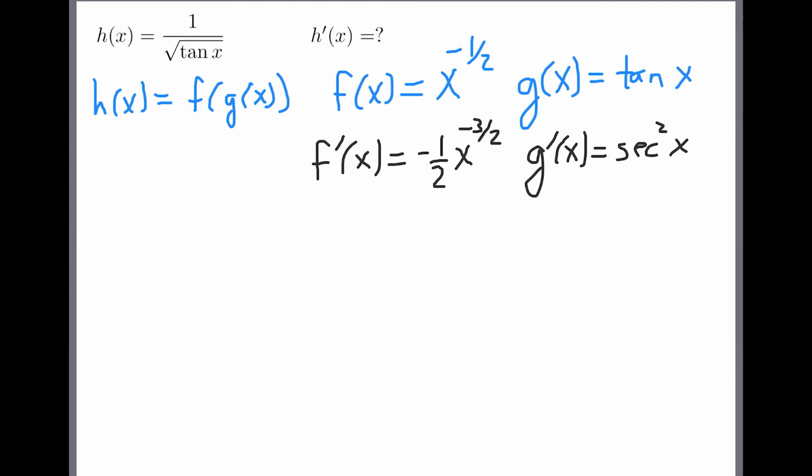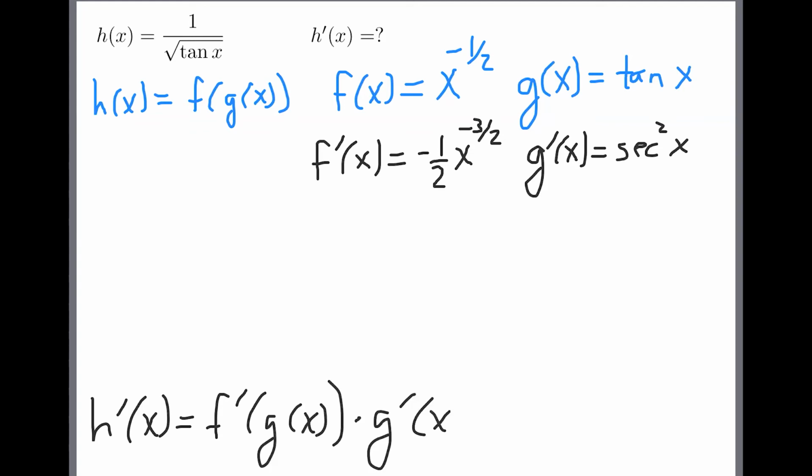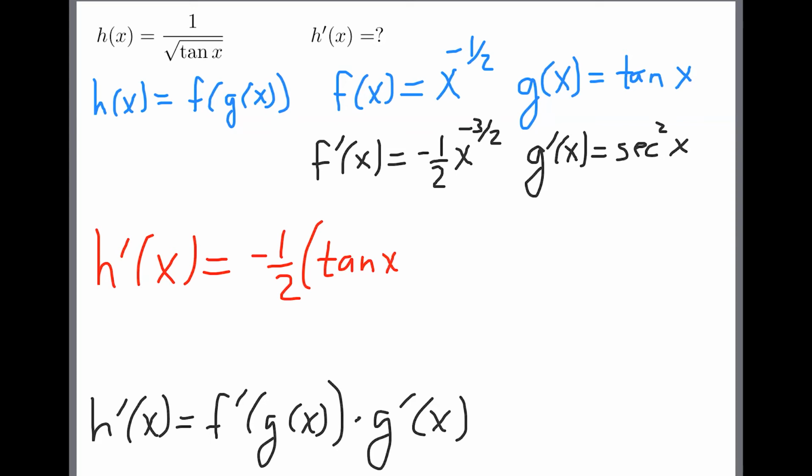Well, it's the same chain rule that we had before, and I'll write it at the bottom. So in other words, h prime is going to be equal to f prime with g of x in place of x multiplied by g prime of x. So now we're going to use that. I need to take f prime, and instead of putting an x there, I need to put tangent of x there, because after all, that's what g of x is. So it's going to be minus a half times tangent of x to the minus 3 halves.